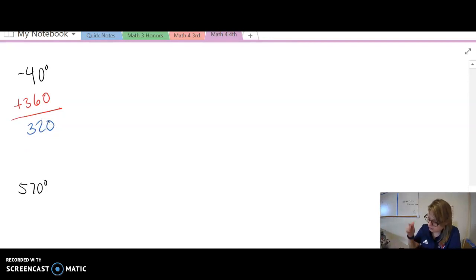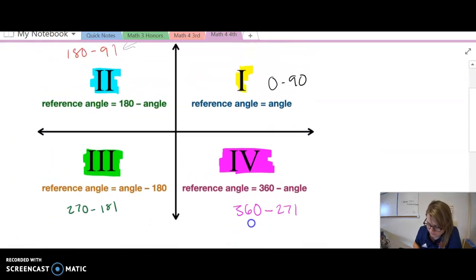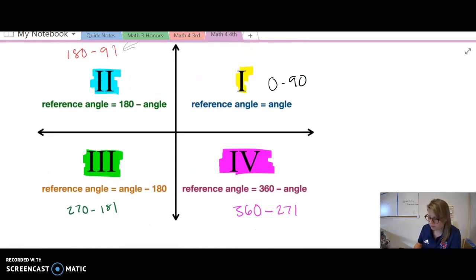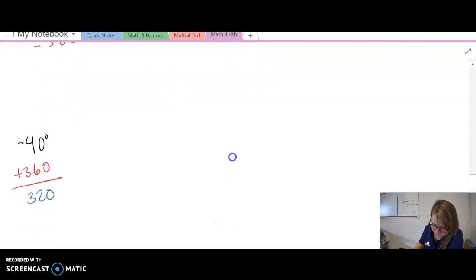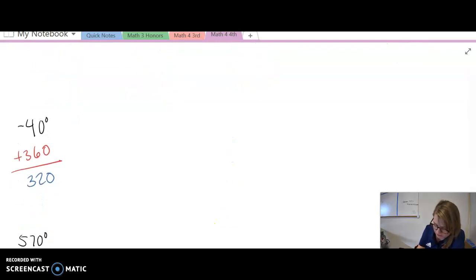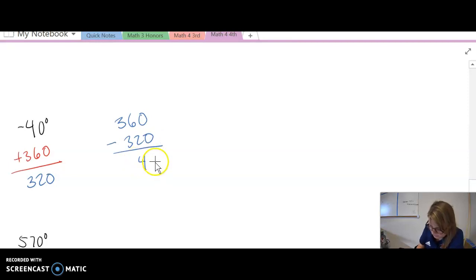Now I know the positive version, so let's go back to that chart that I had at the beginning. So it's 320, so I need to look for the one that's going to be between. Well, 320 is in between 360 and 271, so we're going to do 360 minus 320, because that's what it said to do to get our reference angle. And then that's going to be 40 degrees. And that's my reference angle.